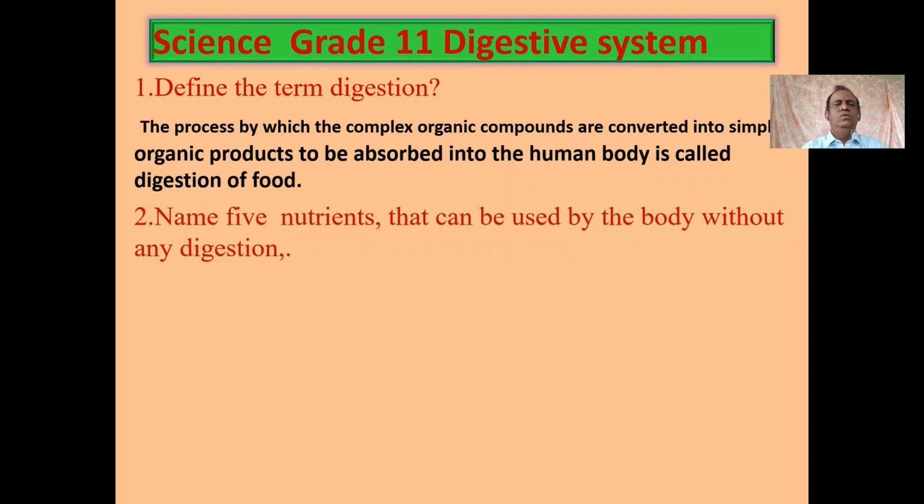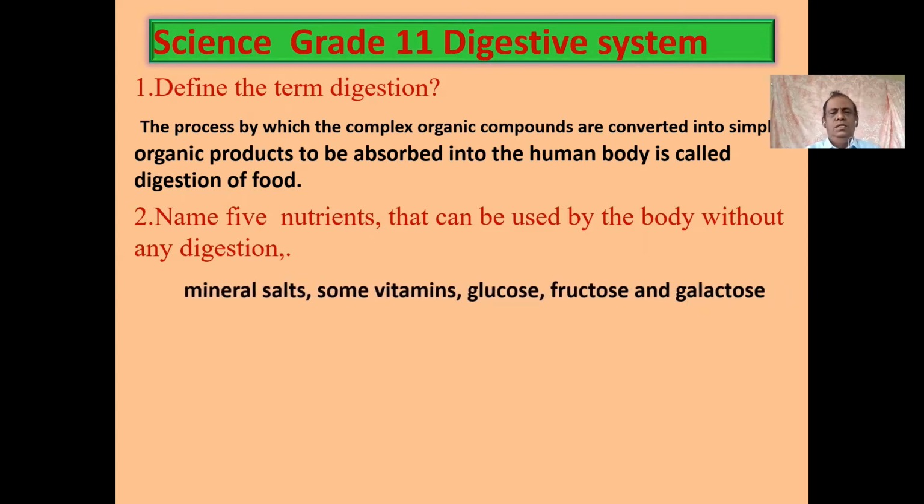Sometimes some nutrients can be used by the body without any digestion, directly absorbed. Name 5 nutrients: mineral salts, some vitamins, glucose, fructose, galactose. Those things are directly absorbed by our digestive system.